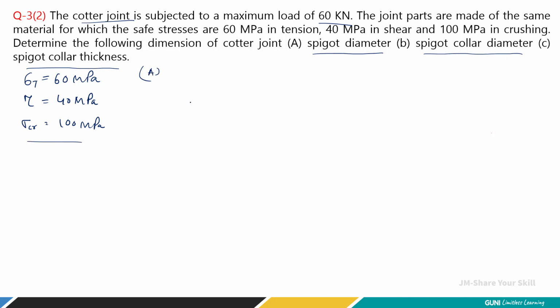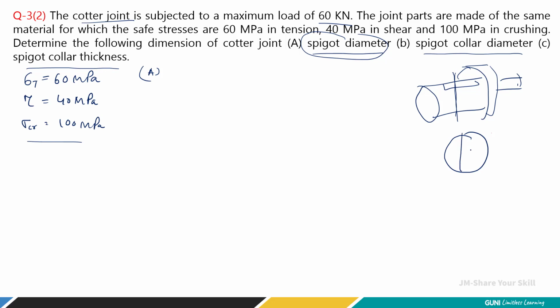Cotter joint is subjected to tensile load. And in case of the spigot end, the weakest portion is the slot side. Just recall the figures. We have this kind of figure, and there is a slot over here, right? So this cut section is the weakest section. If we draw it from the front, it would look like this. So this is diameter D1 and this is thickness t. So in the first question, we have to find out the spigot diameter D1.